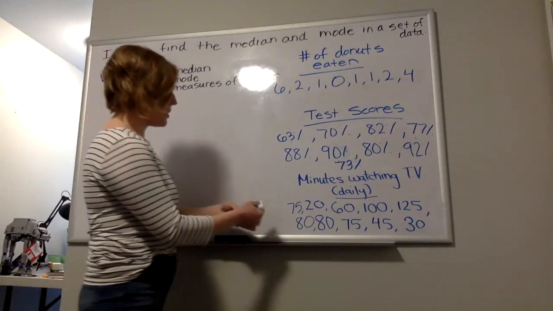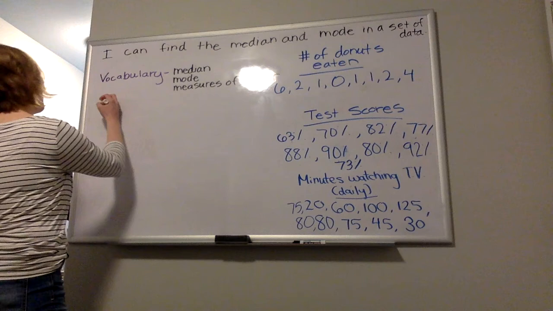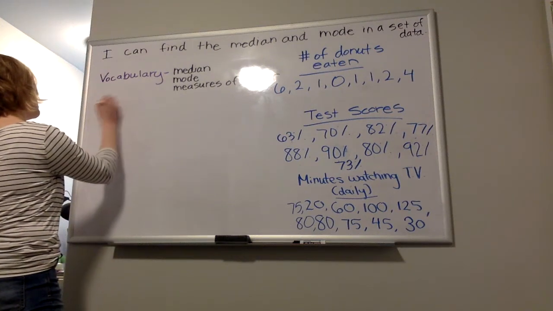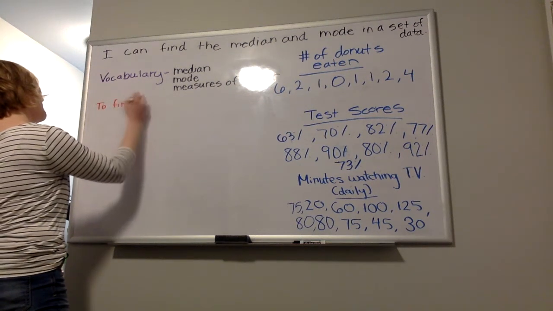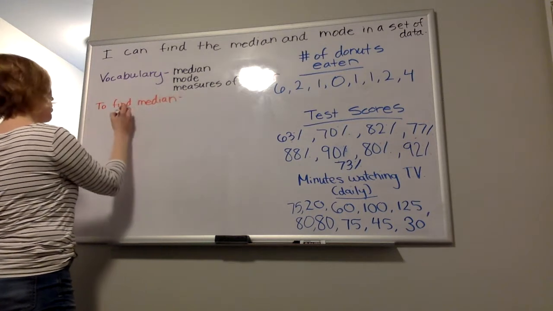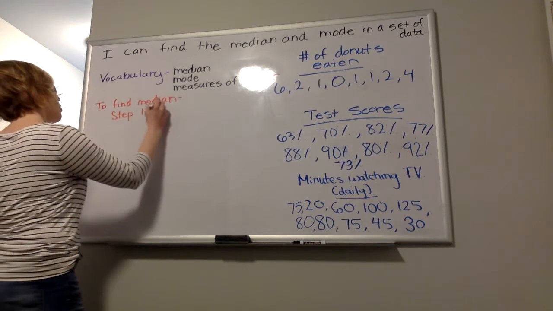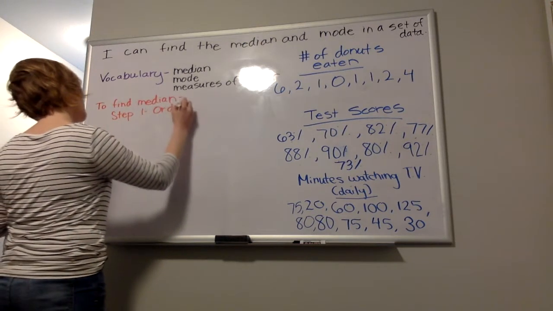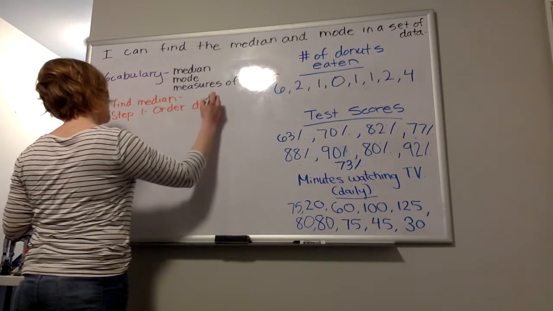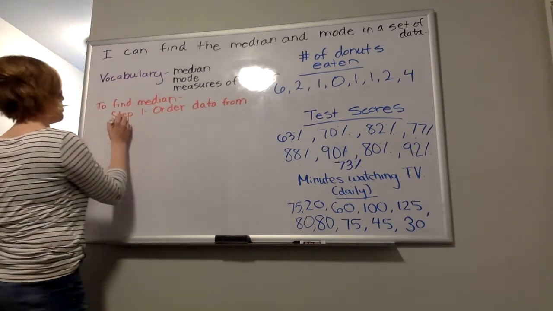So when you're trying to find the median, you are going to, first, to find median. Step 1, order data from least to greatest.